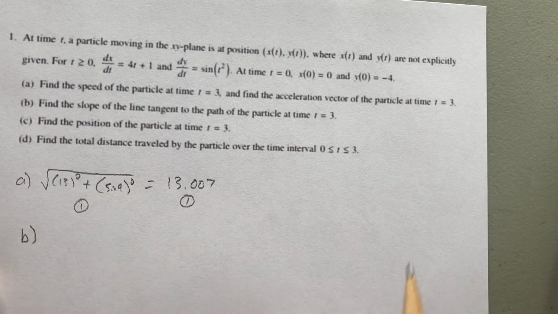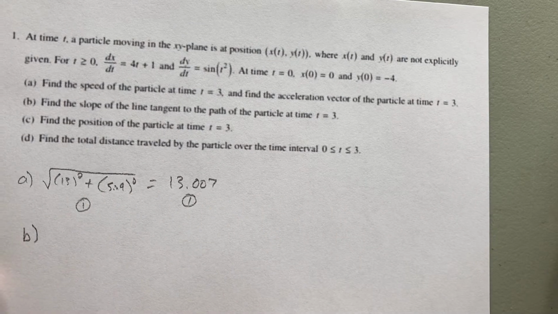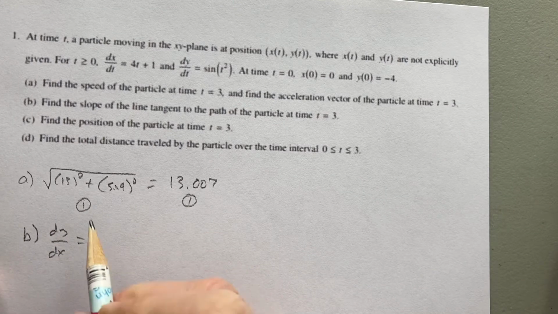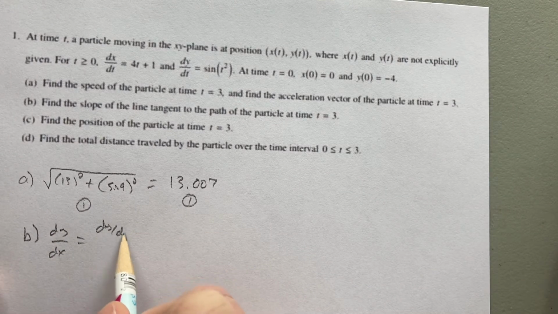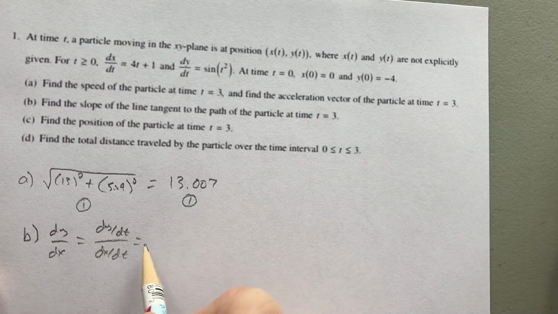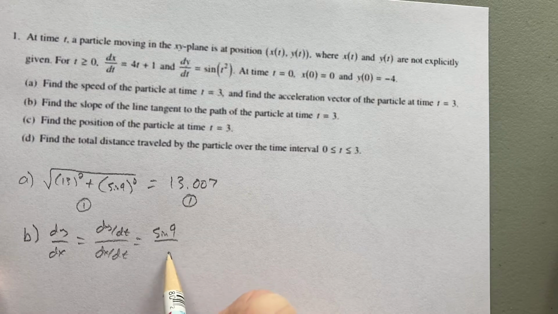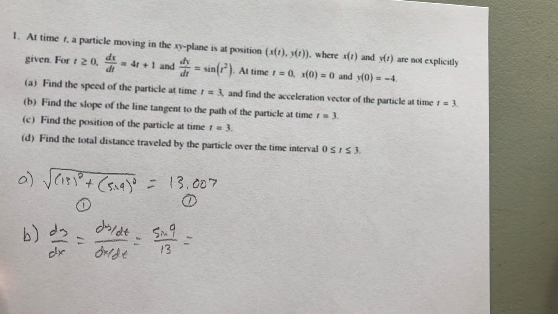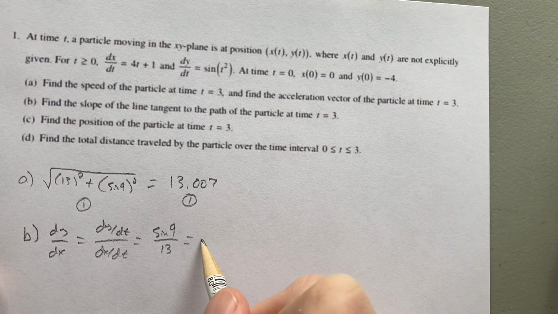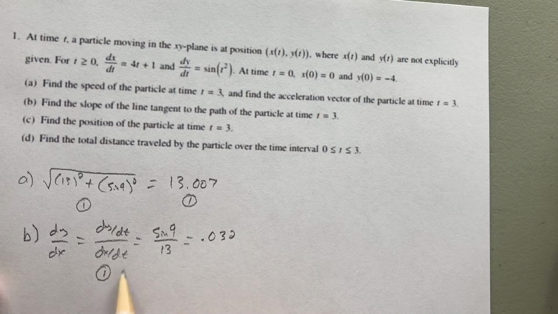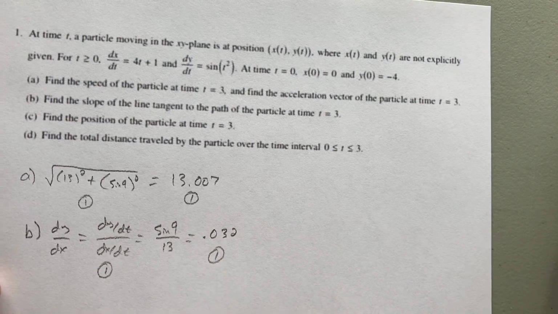B, find the slope of the tangent line at t equals 3. So we're looking for dy/dx at 3 seconds. That's going to be dy/dt over dx/dt. So that's going to be the sine of 9 over 13, which if we do that on a calculator, would give us 0.032. So 1 point for this idea and then 1 point for that right there.